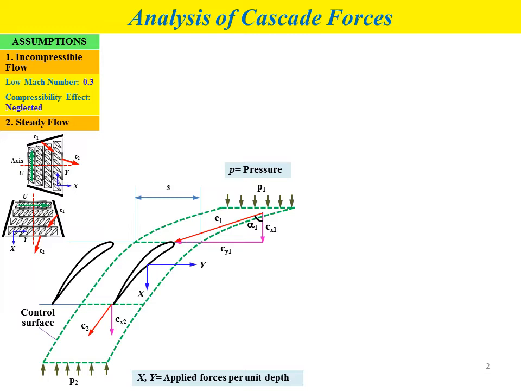Similarly, the outlet velocity vector C2 also has an X component and a Y component, Cx2 and Cy2. And the angle for C2, which represents the flow angle at the outlet, is represented by alpha 2.